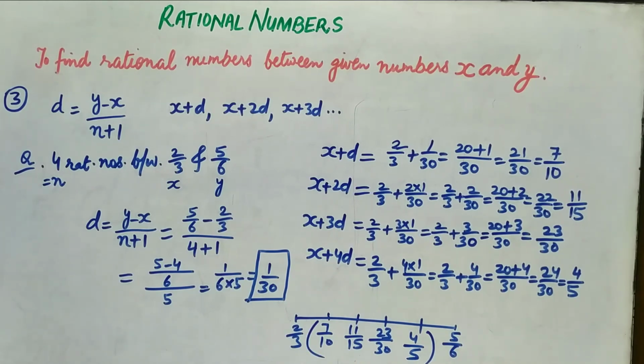So today we learned 3 methods: the mean method, addition method and the formula method. In our next video, we will do more methods to find rational numbers between two given rational numbers.